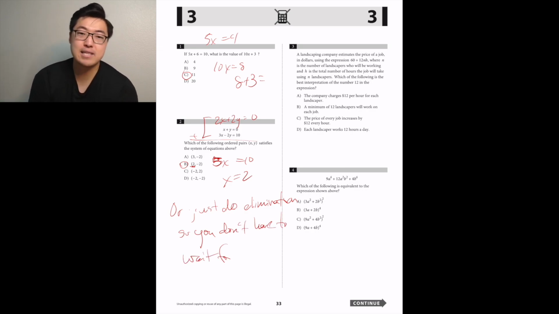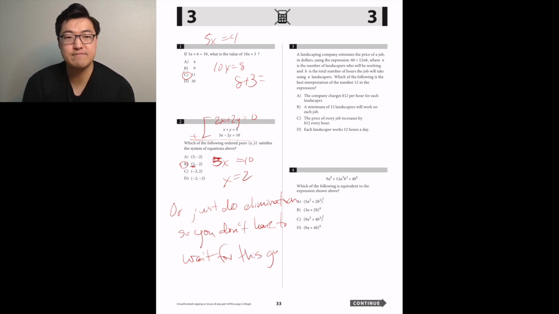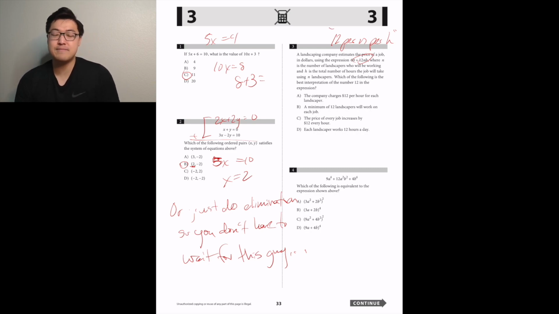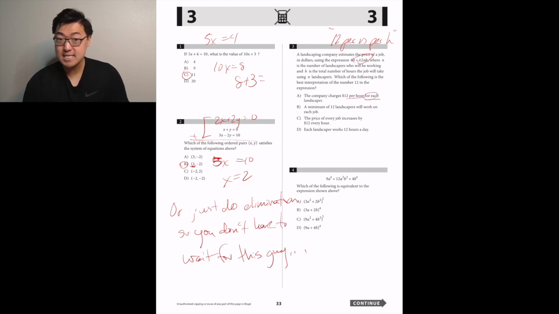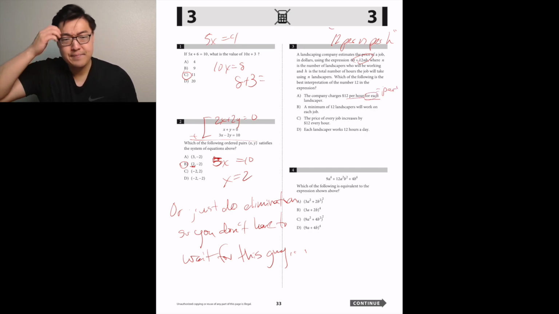Onwards. 3. A landscaping company estimates the price of a job in dollars using the expression 60 plus 12 NH, where N is the number of landscapers who will be working and H is the total number of hours the job will take using N landscapers. So when you have a constant attached to variables, the way that you would read that is 12 per N per H. So it would be like 12 per landscaper per hour. So we need an answer that says 12 per landscaper per hour. So A looks pretty nice. I think it's A.